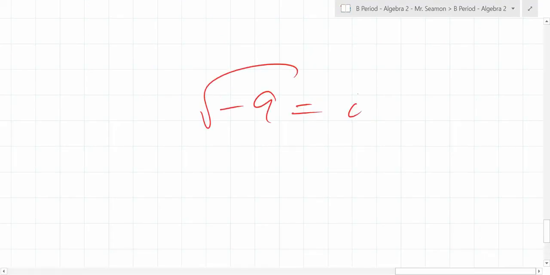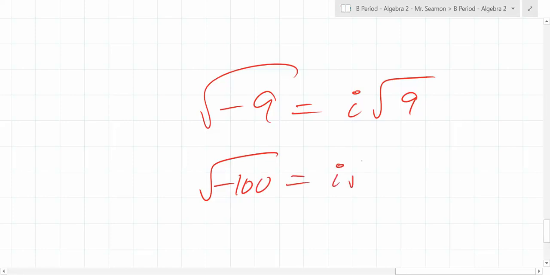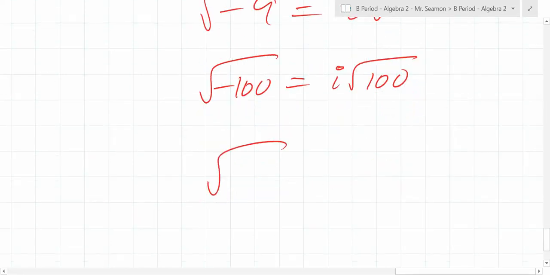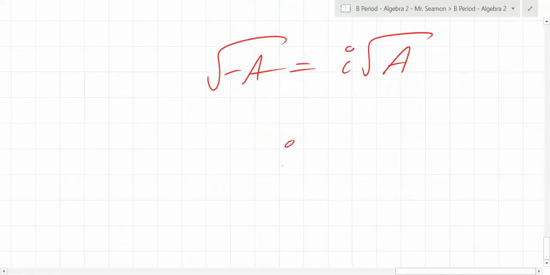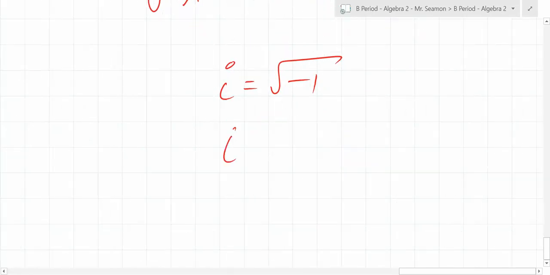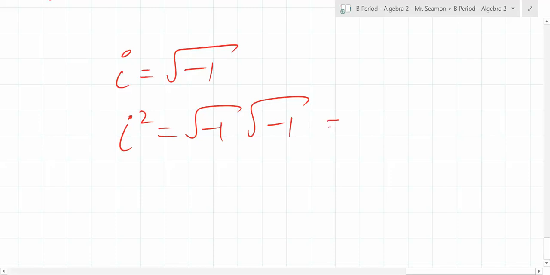Yeah. Remember, we did this many times. The square root of negative 9 is i root 9. The square root of negative 100 is i root 100. The square root of negative a is what? i root a. Because what is i? The square root of negative 1. Do you remember this? What is i squared? Well, that's the square root of negative 1 times the square root of negative 1, which is what? Careful. Negative 1. The square root of a times the square root of a is what? a. We did this. I know it's a while ago, so it's hard to remember.